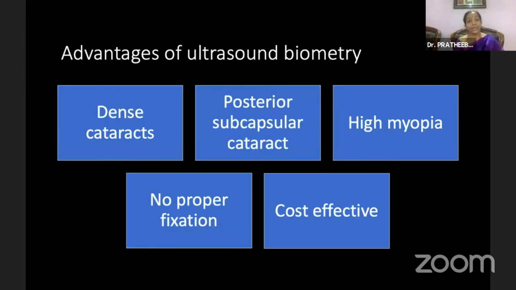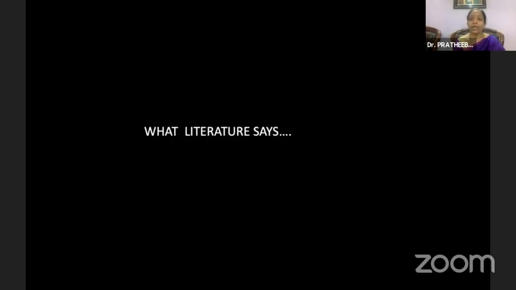So what are the advantages of ultrasound biometry? Ultrasound biometry is very good in dense cataracts, in very dense posterior subcapsular cataract, high myopia, and patients with no proper fixation. Of all the parameters which I have told, cost effectiveness is the biggest advantage of ultrasound biometry. Now let's see what literature says.